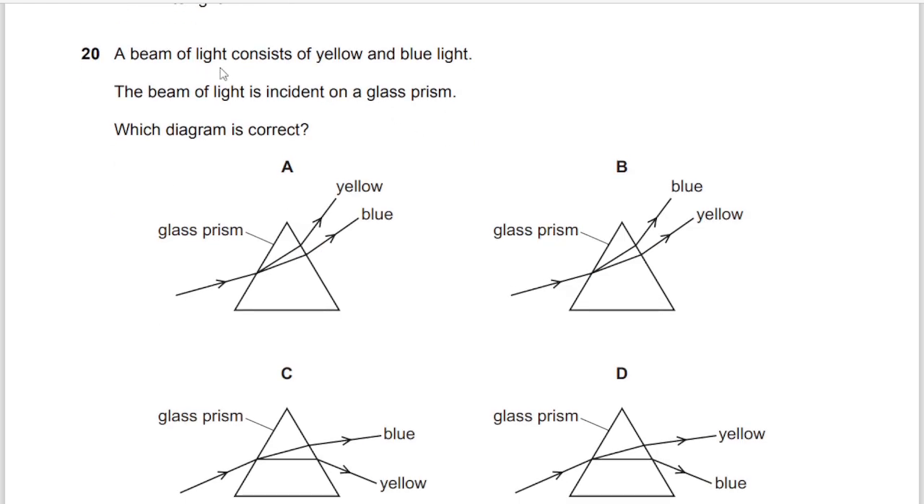Question number 20, a beam of light consists of yellow and blue light. The beam of light is incident on a glass prism. So when the light is incident on a glass prism, it's split into its constituent colors. Now how will it split? So if we see the spectrum, it is like VIBGYOR starting from the bottom. So yellow should be on the top as compared to blue. So blue and yellow and yellow cannot be the options. The option is either A or D. A cannot be the option because they are going up. After refraction it will go down. So the correct option is D.